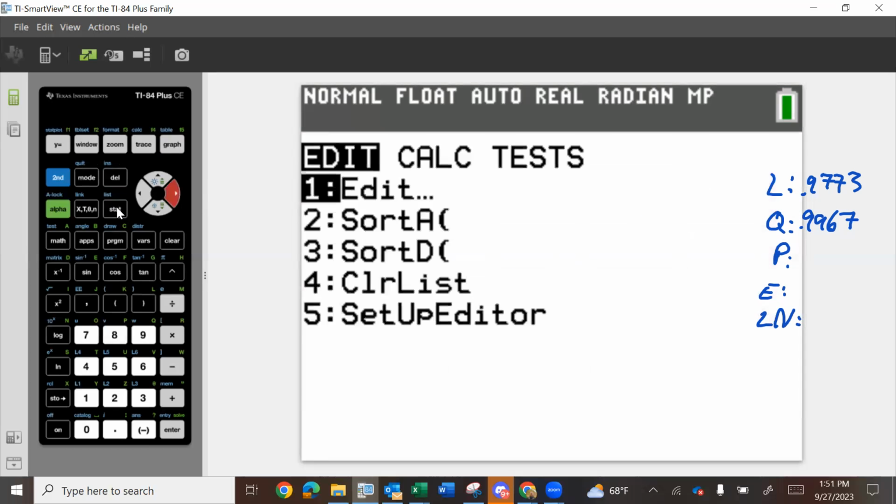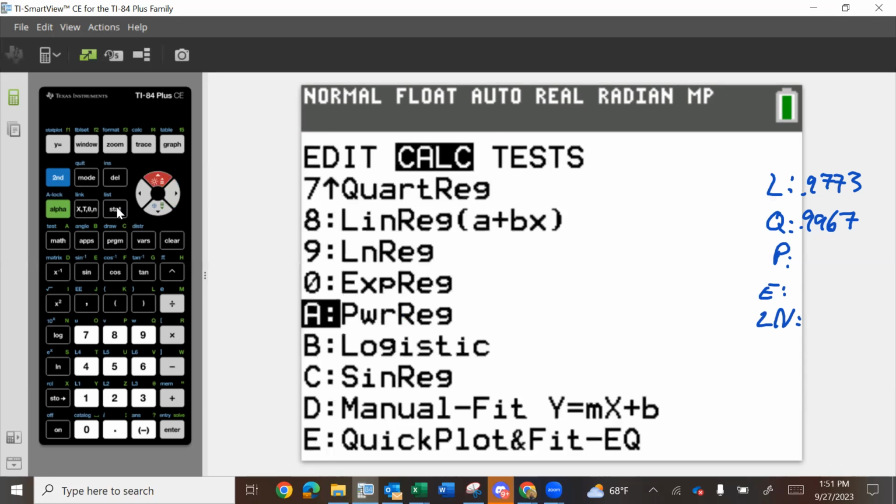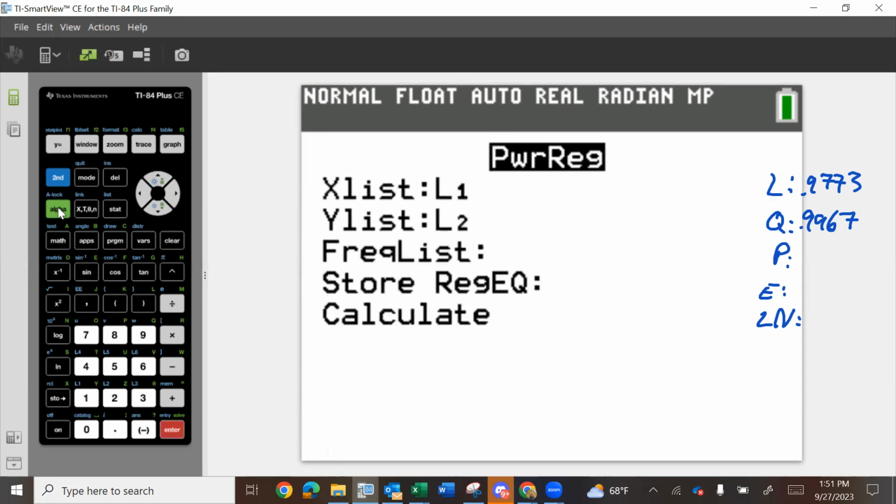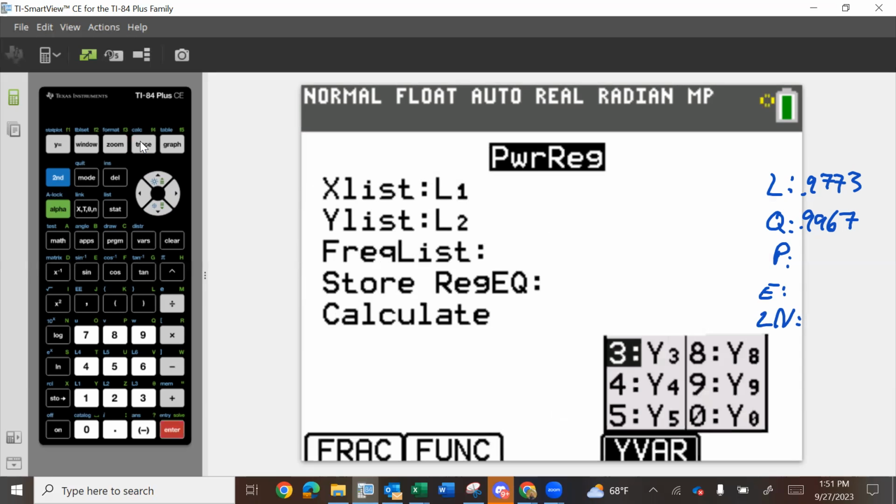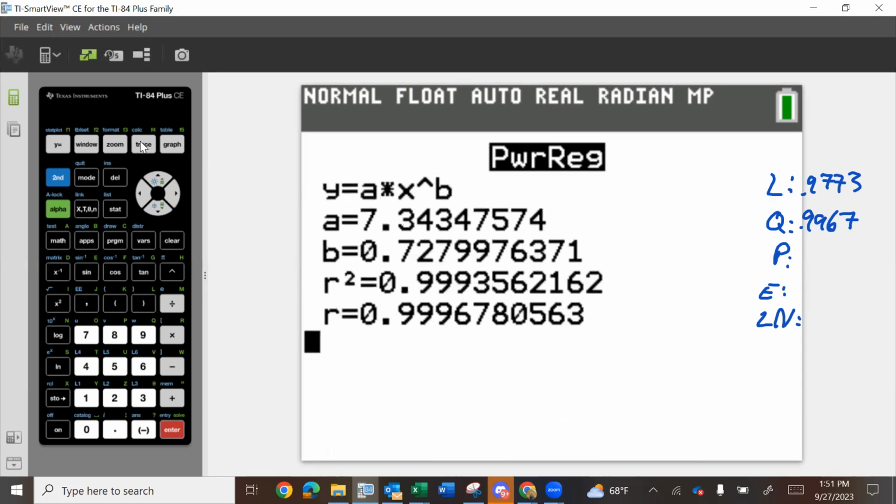So I'll go over here to power model, and I'll put it in Y3. Yeah, I think you can hear my kids, those goobers. All right, let's see, power. R squared is 0.9994. That is our strongest one yet. Not much more than quadratic, but it is more. All right, let's try the next one.